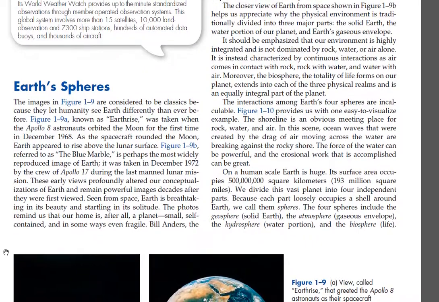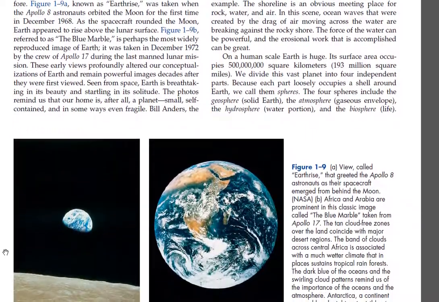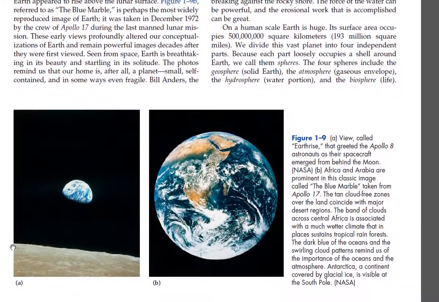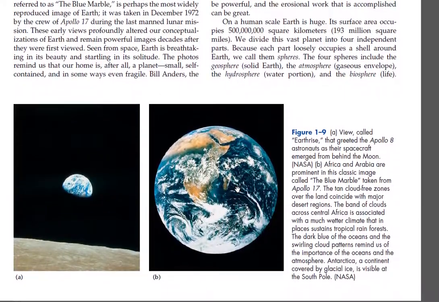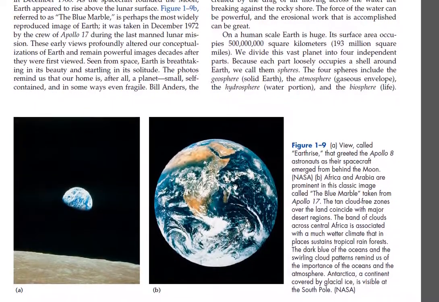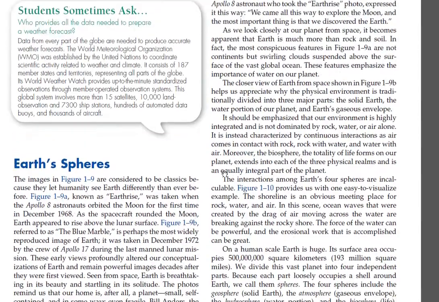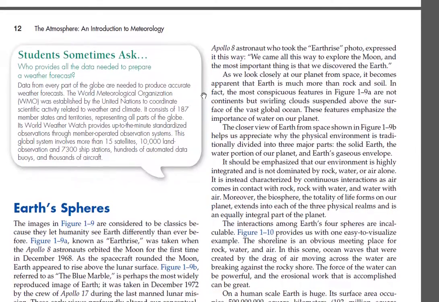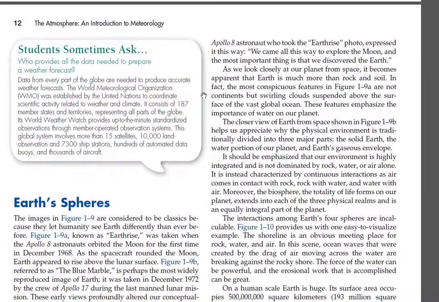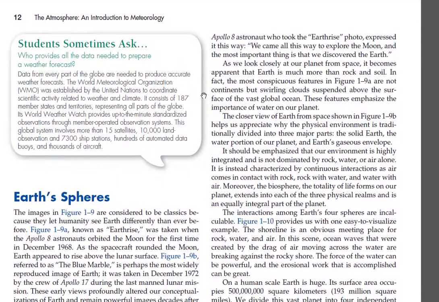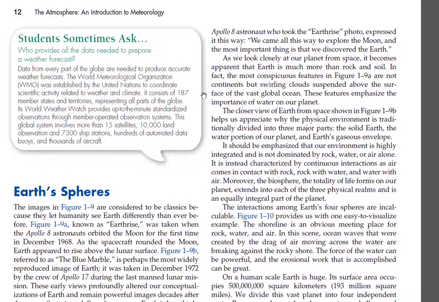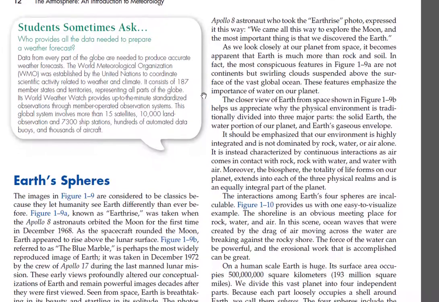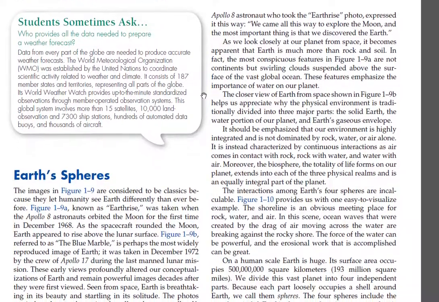Bill Anders, the Apollo 8 astronaut who took the Earthrise photo, expressed it this way: "We came all this way to explore the Moon, and the most important thing is that we discovered the Earth." As we look closely at our planet from space, it becomes apparent that Earth is much more than rock and soil. In fact, the most conspicuous features in Figure 1.9a are not continents but swirling clouds suspended above the surface of the vast global ocean. These features emphasize the importance of water on our planet.